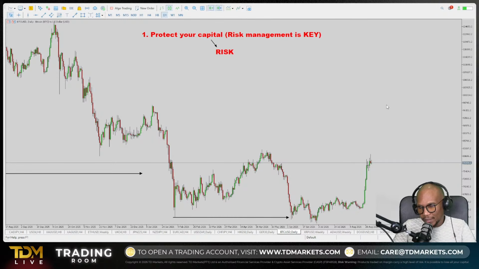So automatically, we should expect things to go wrong. But how do we survive when things go wrong? Risk management helps us survive when things go wrong. So that's why risk management is key, it's important, because it helps us survive when things go wrong.